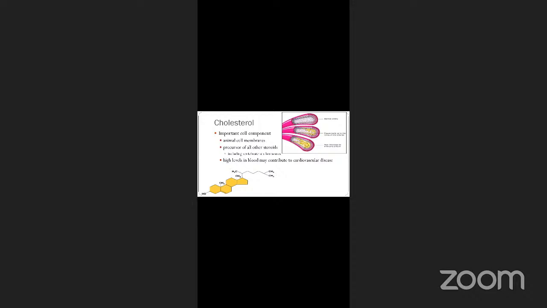So in that you can see the cholesterol. So this is the cholesterol, which is a very important part of the cellular component. Even in the plasma membrane, you will see this cholesterol. In the animal cell membrane, it gives flexibility to the plasma membrane. Then it is the precursor for all other steroids, including vertebrate sex hormones.